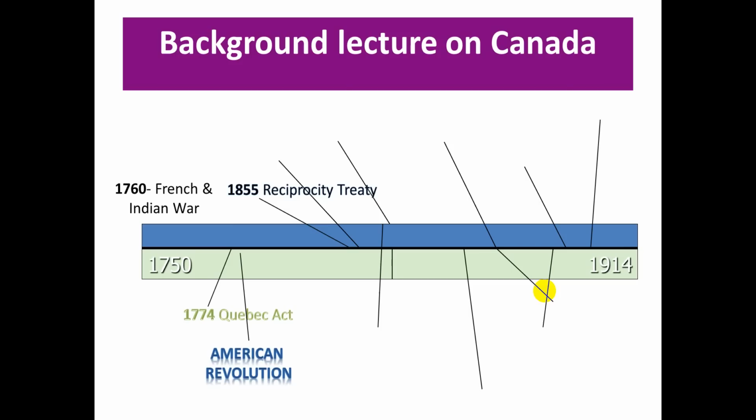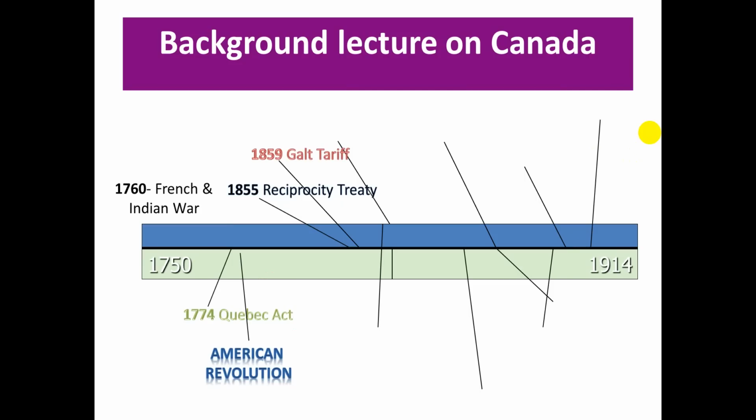So basically this is the first kind of treaty between Canada and the United States, where the United States would get rid of the tariffs on primary goods that Canada would send to the United States, and then Canada would drop its tariffs on any manufactured goods coming back to Canada.